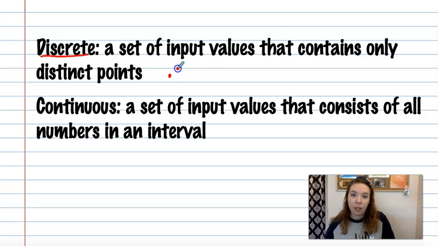So even these are just some points on a coordinate plane. If they're connected into a line, then that's considered continuous. So now we're going to put these into some real world scenarios so you can get a better feel of why there's a difference.